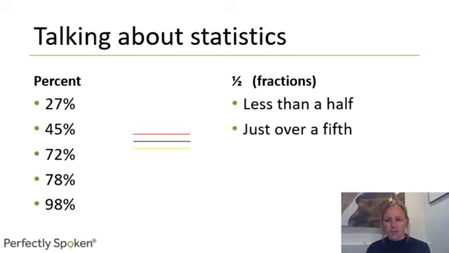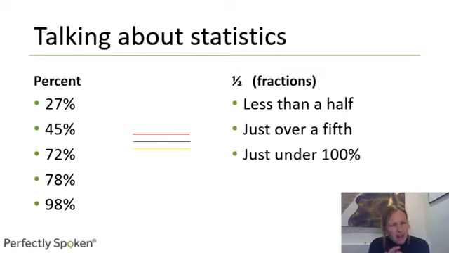Just over a fifth. Notice we say fifth, not fifth, because it's very difficult to say fifth. So we quite often say fifth. So just over a fifth would be, very good, 27%. Okay. Just under 100%. Yes, that would be 98%. Very good. Then we've got nearly 80%. That is, yes, 78%.